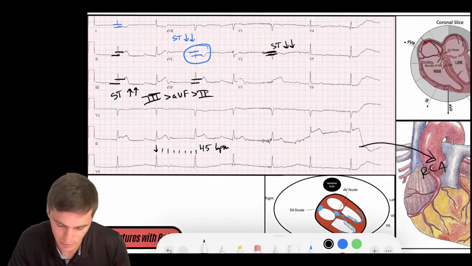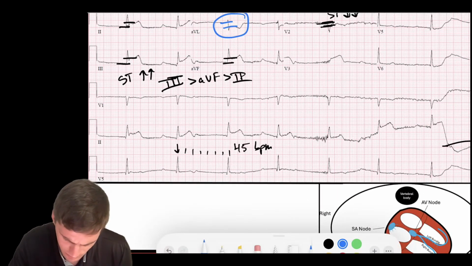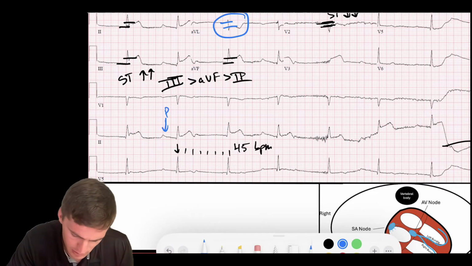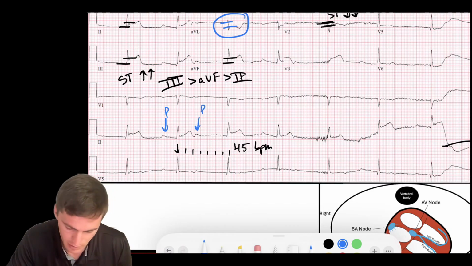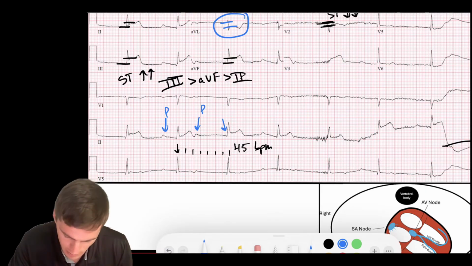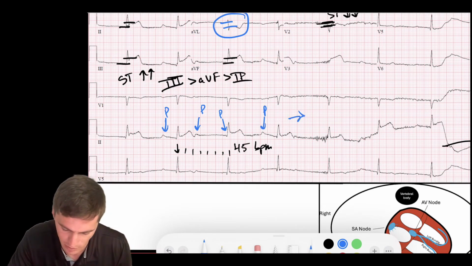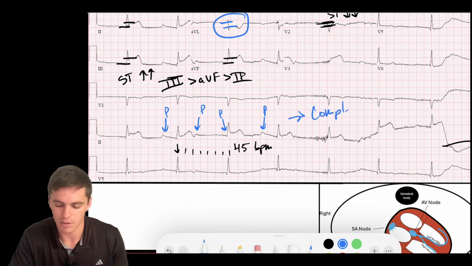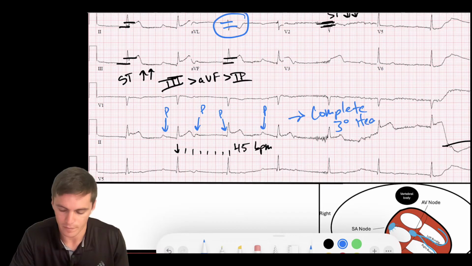And when I look at the P waves, you have to find a lead that's got some P waves. You'll notice that in lead 2, there's a P wave. There's another P wave. The next P wave is probably buried in that QRS. Here's the next P wave. This is a complete third degree heart block or AV block.